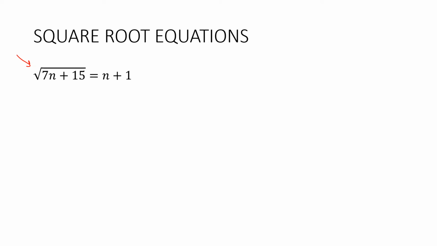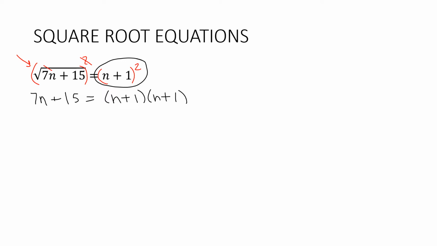So what we really want to do first is cancel out that square root. Like we learned on the previous slide, the opposite of a square root would be to square it. So if I square both sides, this side, the square, cancels out the square root, which leaves us with just 7n plus 15. That's easy enough. The other side is the side that's tricky. Over here, we have n plus 1 squared, which technically would be n plus 1 times n plus 1. So what we need to do over there is multiply all of that together.